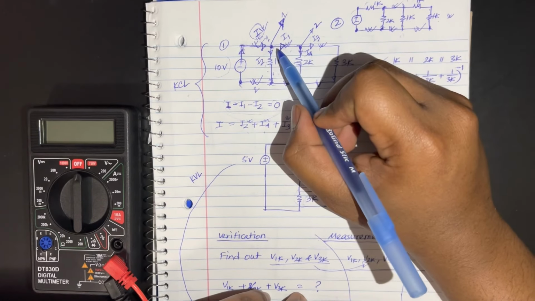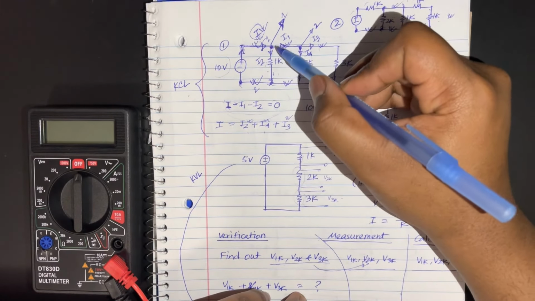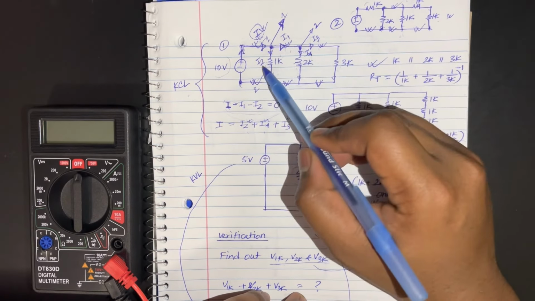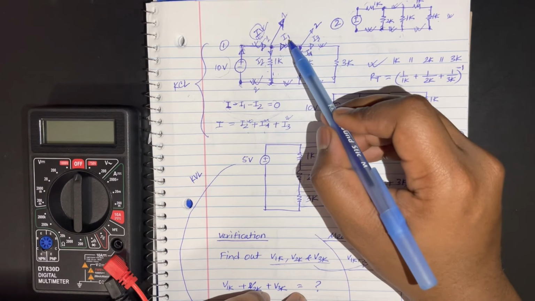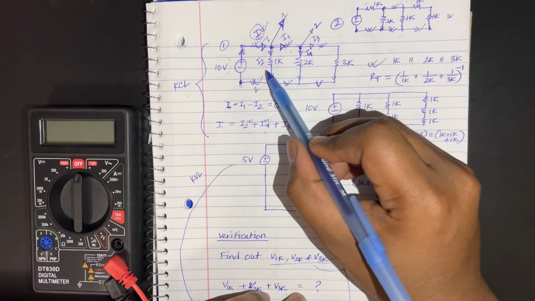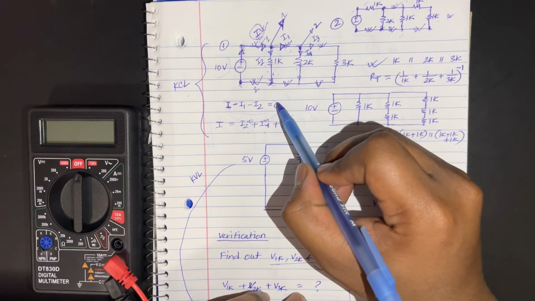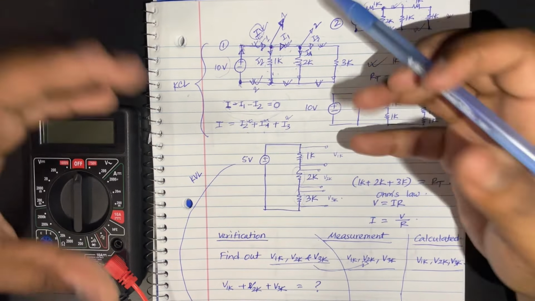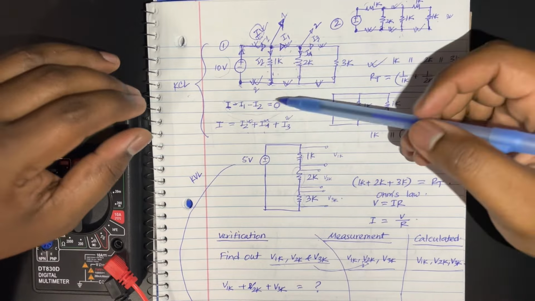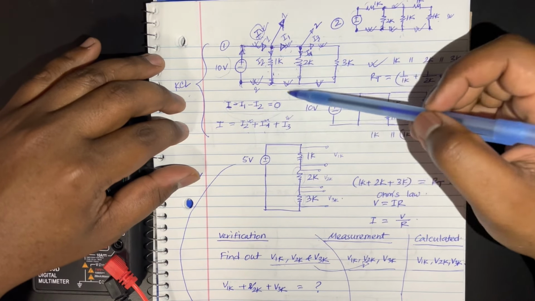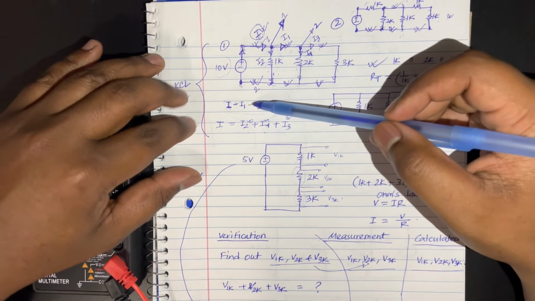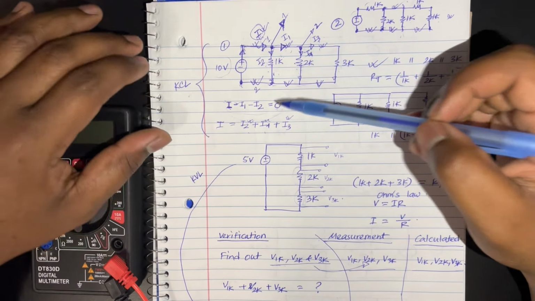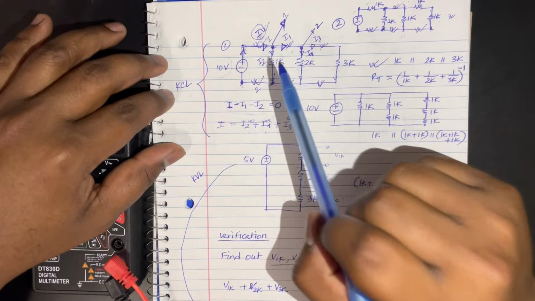And then what is the current exiting? Not only I2 is exiting, but I1 is exiting as well. Since these two are exiting currents, I would write I minus I1 minus I2 equals 0. If you actually measured the values, this equation would definitely become 0. That's what Kirchhoff's current law states.